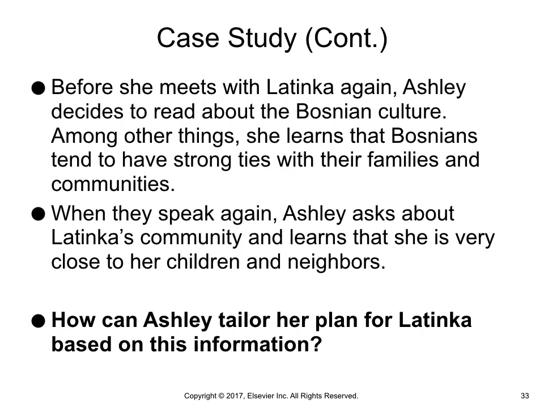Before she meets with Latinka again, Ashley decides to read about the Bosnian culture. Among other things, she learns that Bosnians tend to have strong ties with their families and communities. When they speak again, Ashley asks about Latinka's community and learns that she is very close to her children and neighbors. How can Ashley tailor her plan for Latinka based on this information?